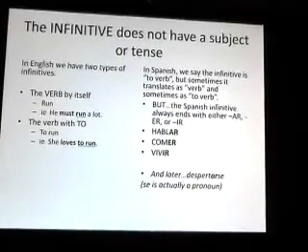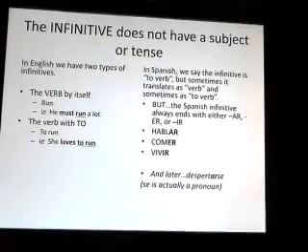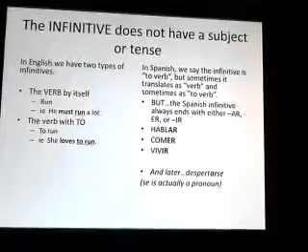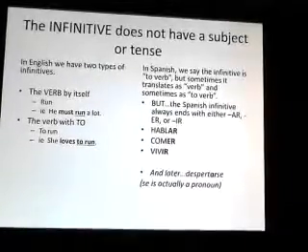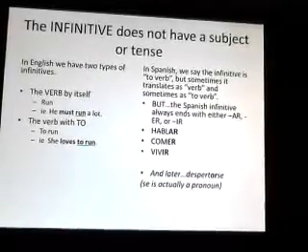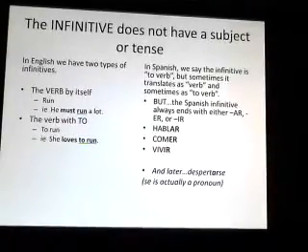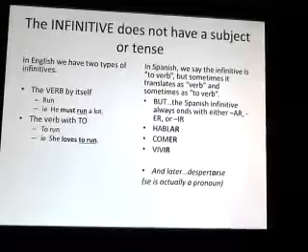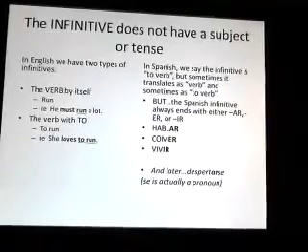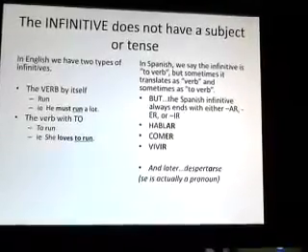In English, we have two types of infinitives. We have the verb by itself, like run, in the sentence, he must run a lot. Run is the infinitive. But we also have the verb with to in front of it, to run. She loves to run. To run is also the infinitive in English.